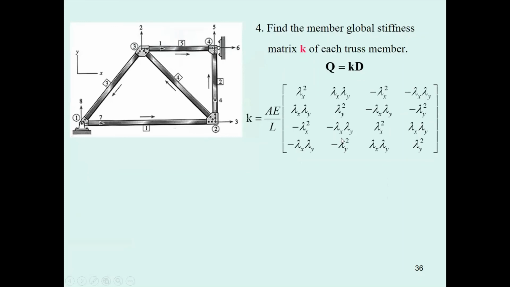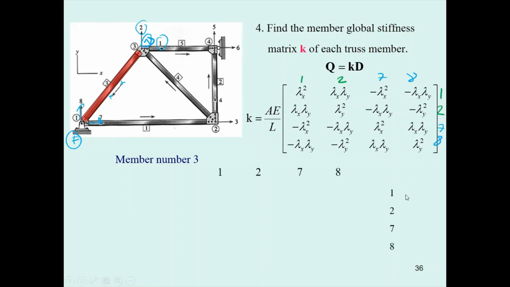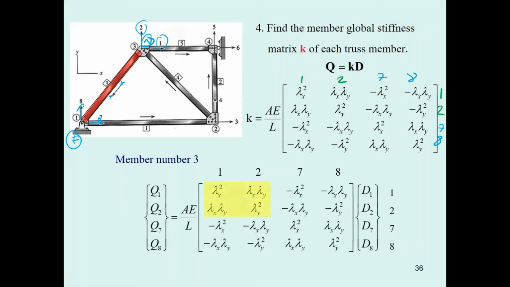Okay, and then you can determine the small k. If you come to member number 3, this is going to be the near end, and this is going to be the far end. When you rearrange it, it's going to be 1, 2, 1, 2, 1, 2, and then the head is going to be 7, 8, 7, 8, 7, 8 like this. So you just follow this computation procedure. It's not that hard.